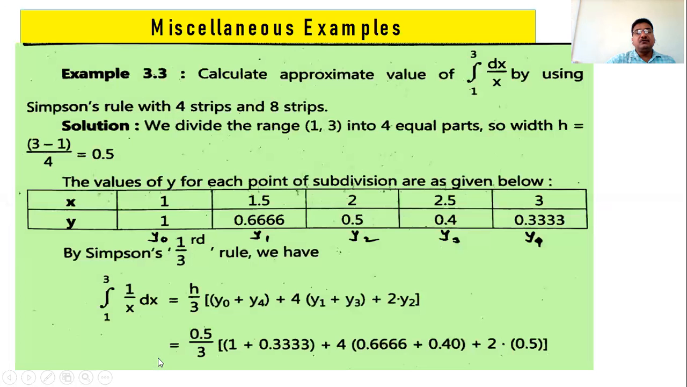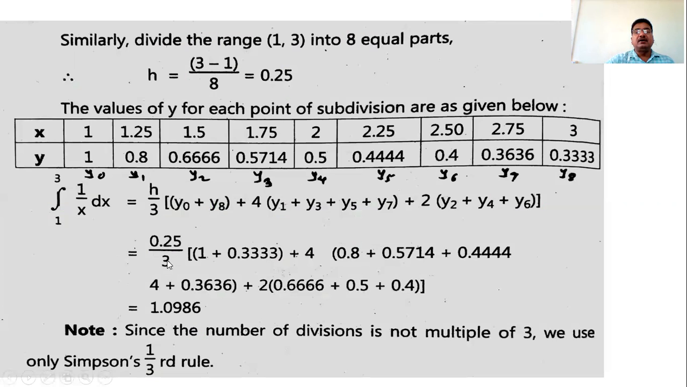And since the number of divisions is not a multiple of 3, we use Simpson's 1/3 rule. Here is the note. Why is it only mentioned here that we use Simpson's rule, and why do we use Simpson's 1/3 rule? Because the number of strips is even, and we cannot apply Simpson's 3/8 rule with even subparts. When we apply Simpson's 3/8 rule, the number of sub intervals must be a multiple of 3.